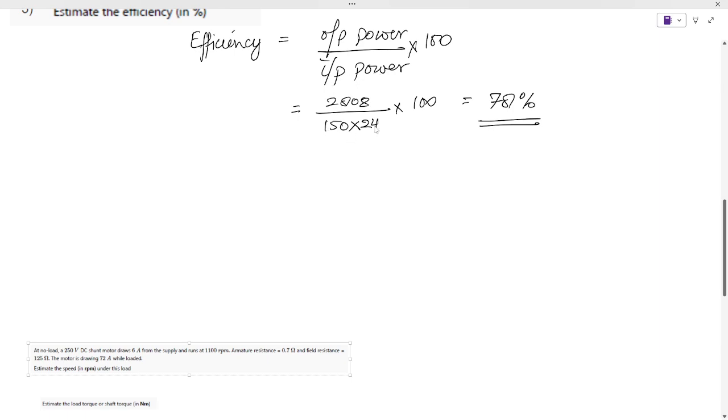Input power will be this, and output power is whatever is available at the shaft of the machine, that is ready to drive the load, or you may say power available for the load. That will be your output power always.